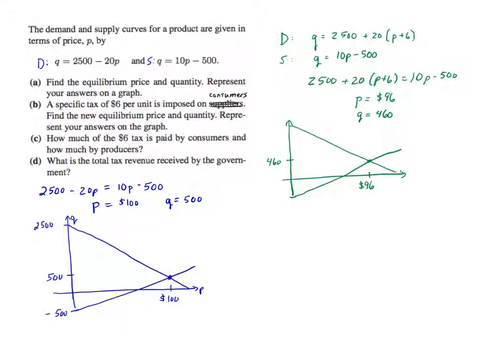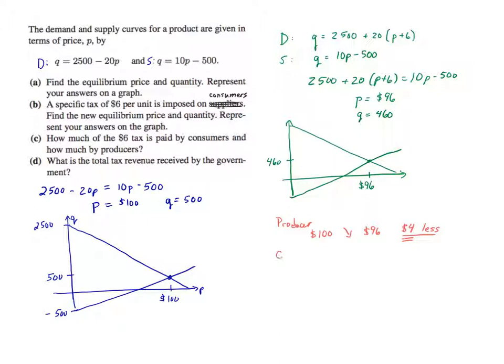Now, let's consider the tax paid by both the consumer and the producers. Consider the producer. They used to be able to charge a price of $100, and now the price has dropped to $96. So they are getting to keep $4 less than before. So the $4 is their share of the tax.